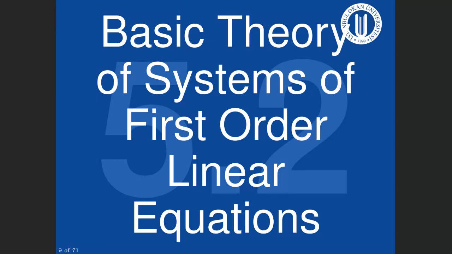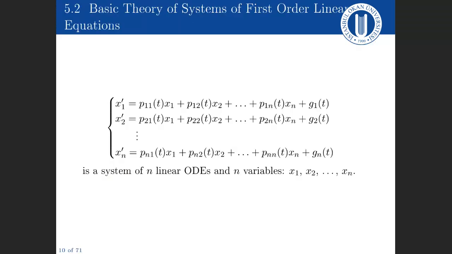Let's start talking about the basic theory of systems of first order linear equations. This is a system of linear differential equations. There's n differential equations in n variables. And typically these are going to be the same number. We have two equations with two variables, three equations with three variables, four equations with four variables, etc. Typically these are going to be the same.